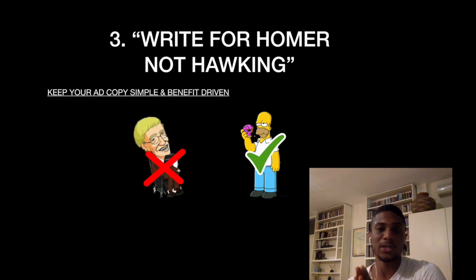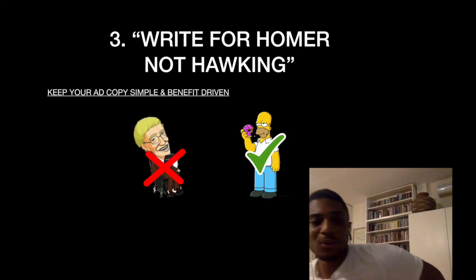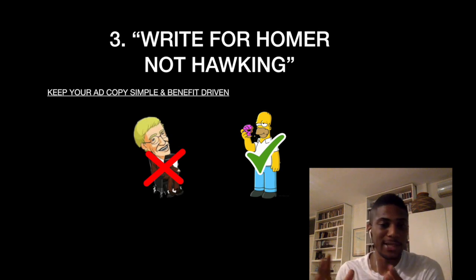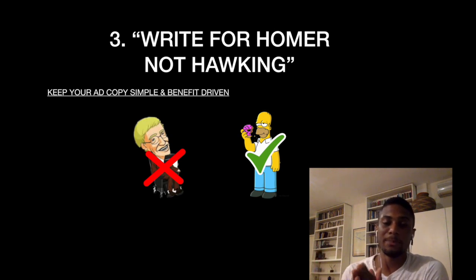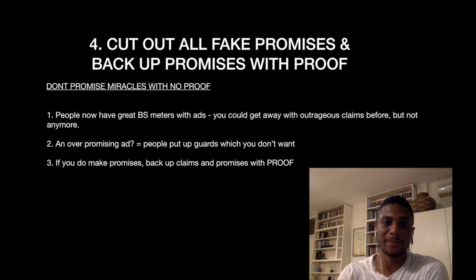Another thing you want to do is write for Homer. This is step number 3. Write for Homer, not Hawking. So basically write for Homer Simpson, which is the average person, the general public, rather than Stephen Hawking, who is obviously a very, very high level professor who has a specific set of knowledge. You don't want to keep your ad copy for say 5% of the population. You want to make sure that the average person understands your ad copy. So basically use simple words, keep it simple, keep it clear, always have clarity in your ads rather than complicating things, and keep things benefit driven, meaning write a lot about the actual benefits that your products convey.